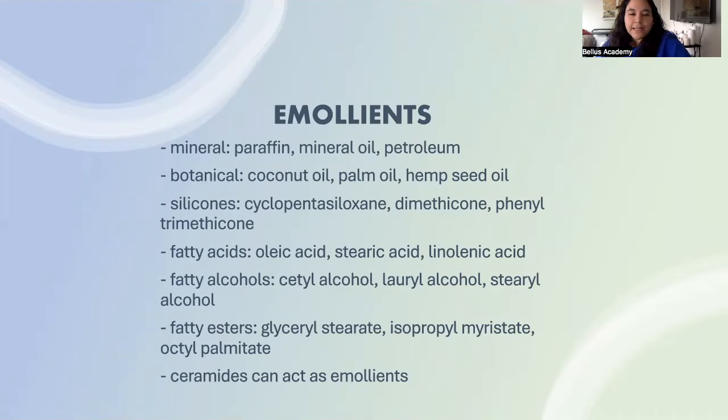Something about fatty esters is that the ingredient name will usually end in ATE, like this first one, glycerol stearate. A lot of the time it ends in ATE, not always. Ceramides can also be a part of an emollient, but they can also be humectants.